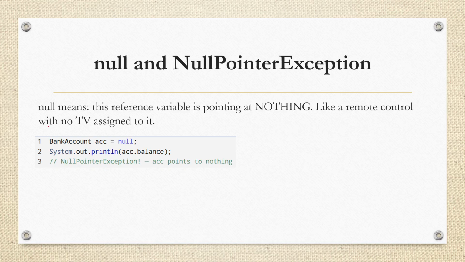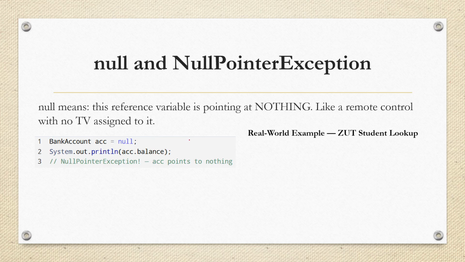Look at this example. We have BankAccount being a class, so this is our type. Because this now is our reference type, we have acc pointing to null. This means it's not pointing to anything. This is telling the compiler that on the heap, there's literally nothing. So when you try to print the balance, it will give you a NullPointerException. This means acc is pointing to nothing, and this will cause your program to crash.